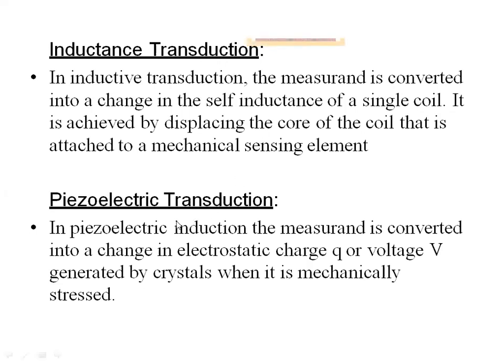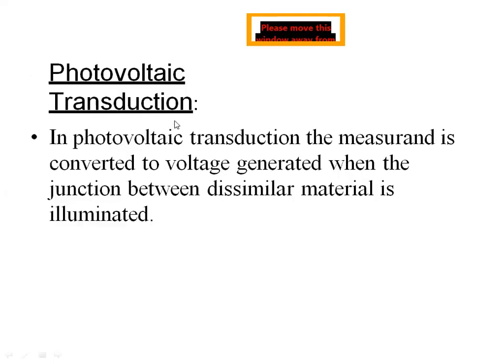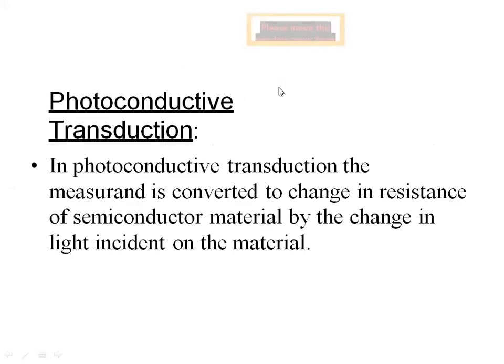We have already seen the piezoelectric transducer. By giving some force to the piezoelectric material, it will generate a voltage, converting a physical quantity into an electrical quantity. Next is photovoltaic transduction. In the photovoltaic, if light falls on the device, it is converted into voltage, or optical energy is converted into electrical energy. Next is photoconductive transduction. If light falls on the device, the conductivity of that material will change, and this is used as a transducer.